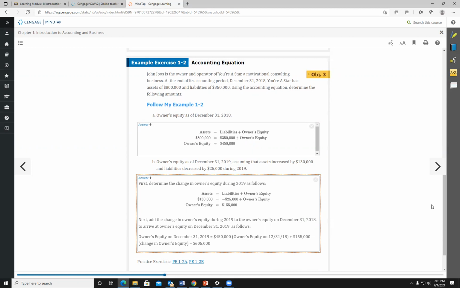So you see here that the equation is the same, and it's just a matter of applying simple math concepts to get your answer. If your liabilities decreased by $25,000 and your assets increased by $130,000, then your owner's equity should have increased by $155,000. So if you take that $155,000 plus the $450,000 from the previous year, your new owner's equity should be $605,000.